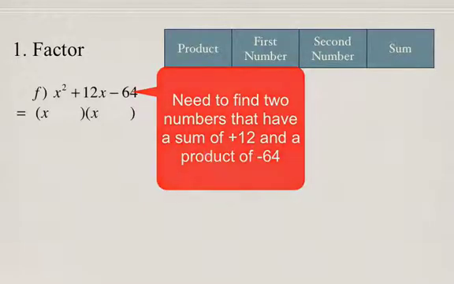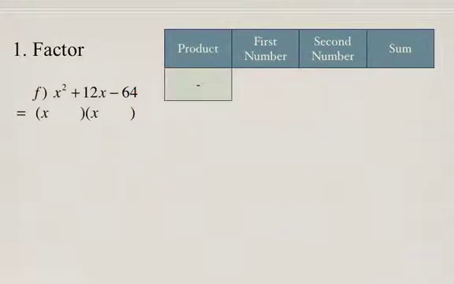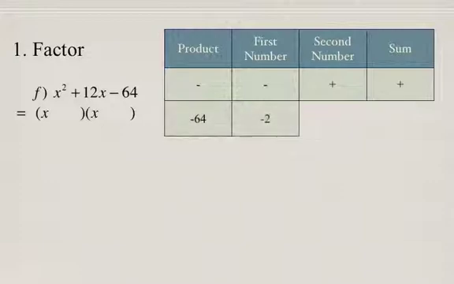And so if we go through an example, our product is negative. The first number, our smaller number, has to be negative. Our second number, the larger number, has to be positive because the sum is going to be positive. And we'll start off, and I'm going to skip negative 1 because negative 1 times 64 is equal to negative 64, but the sum is positive 63, and that's way too large. So we'll start off with negative 2.